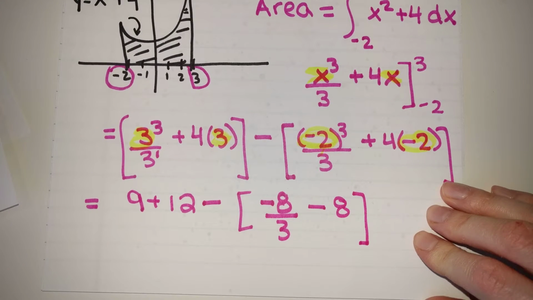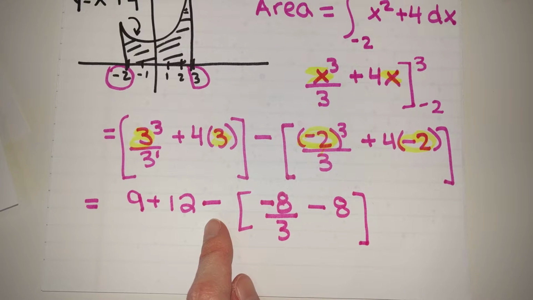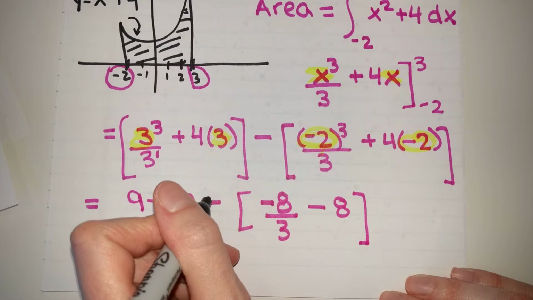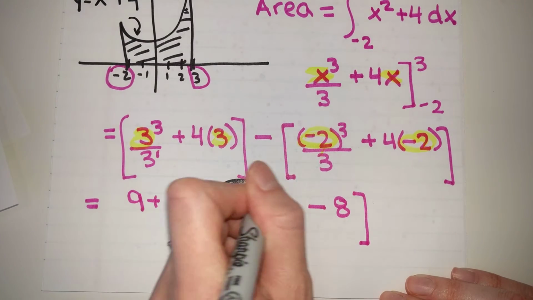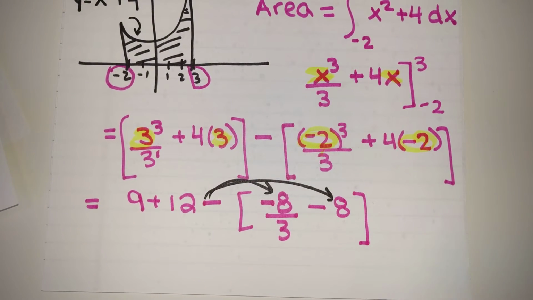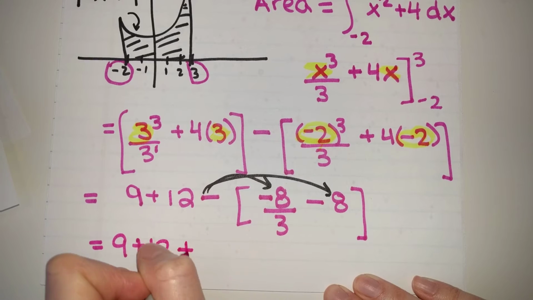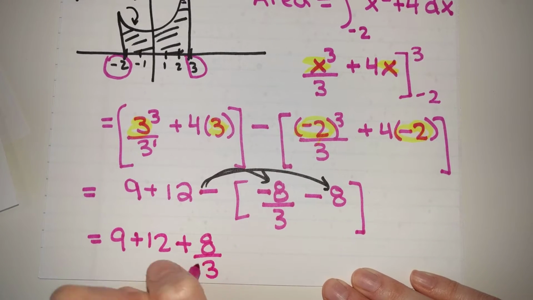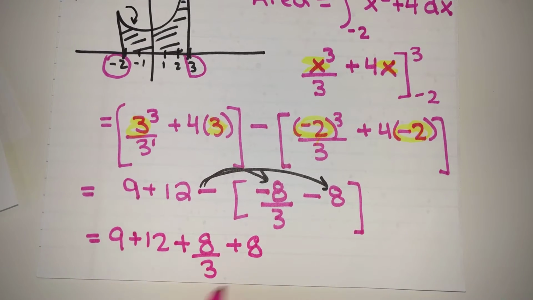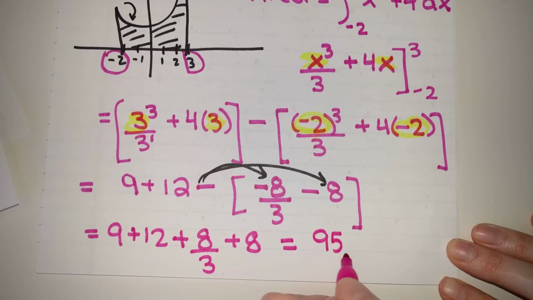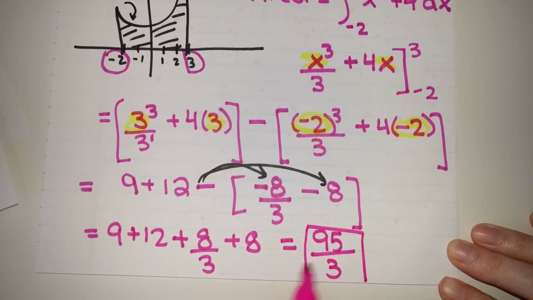Now, the big mistake that can sometimes happen here is we can be a little negligent on how we distribute this negative. So just remember that this negative needs to get distributed to this as well as to the -8. So that becomes 9 plus 12, minus, and then plus the 8 over 3, and then plus 8. And then if you add all those numbers together and get your common denominator, you will get 95 over 3.